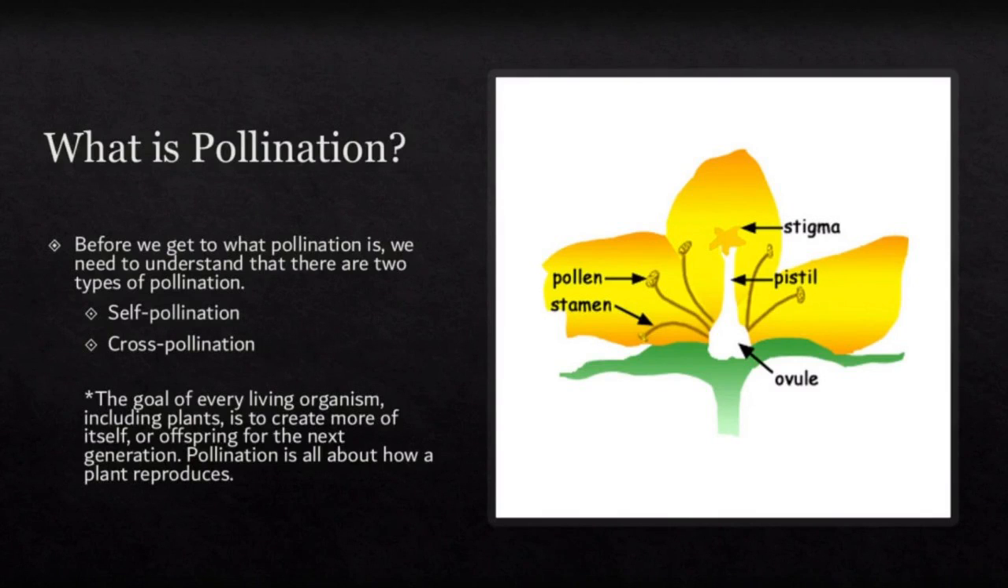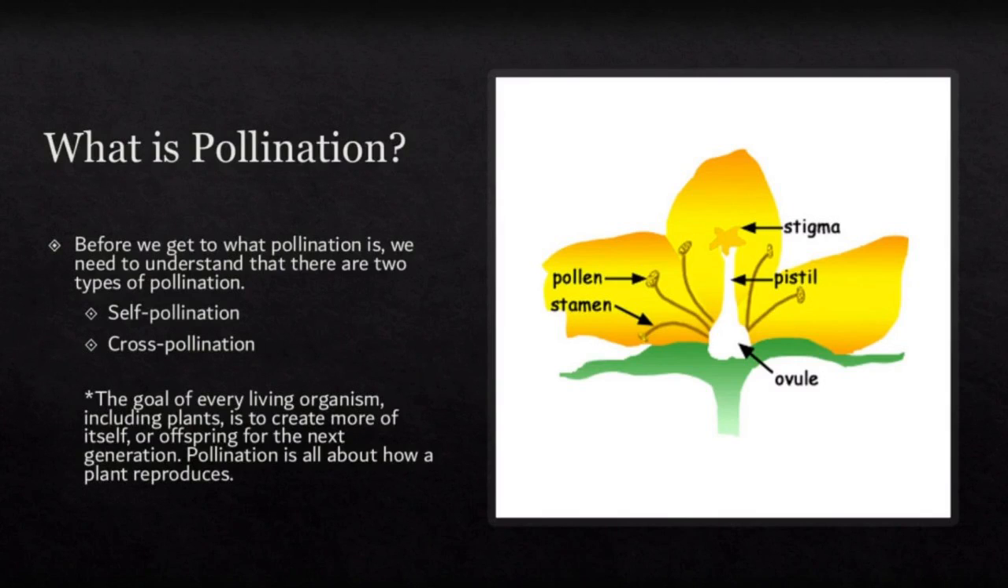So what is pollination? Before we get to what pollination is, we need to understand that there are two types of pollination. One is self-pollination and the other is cross-pollination. You can probably understand what this might be about, judging from the names, but I'll explain more later. I just want you to know that the goal of every living organism, including plants, is to create more of itself, or offspring, for the next generation. So basically, pollination is all about how a plant reproduces.